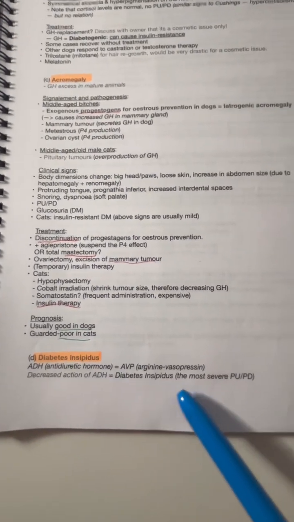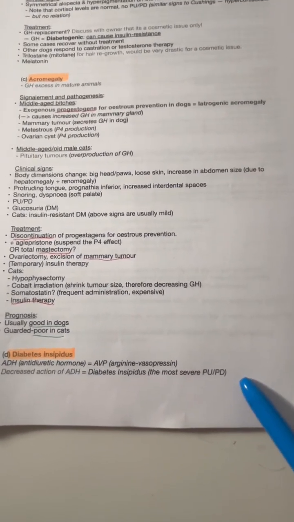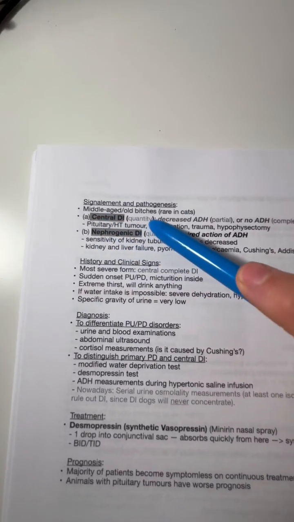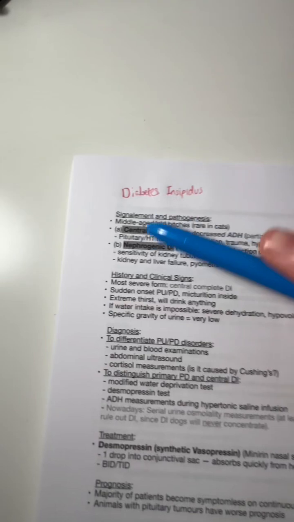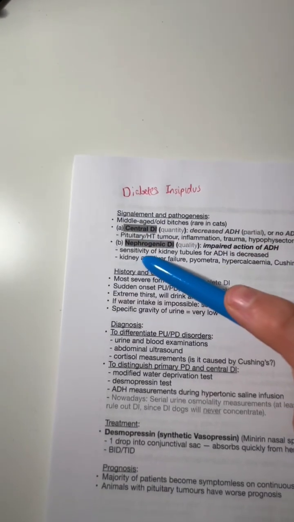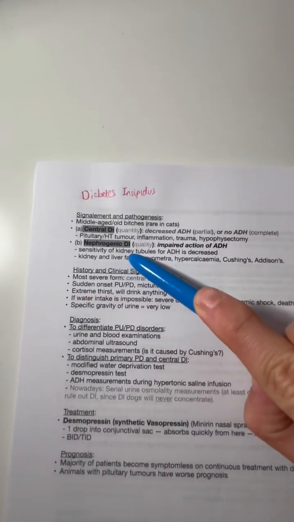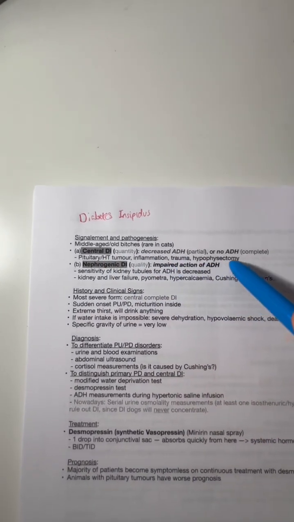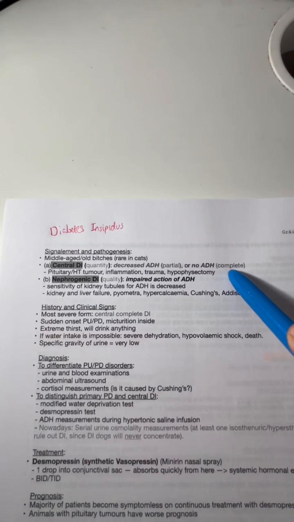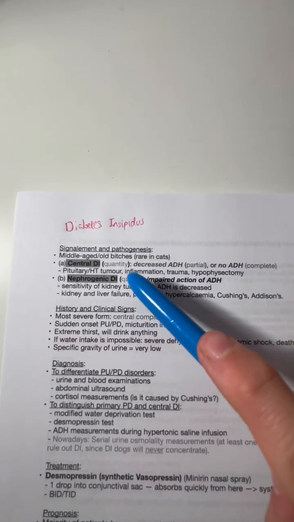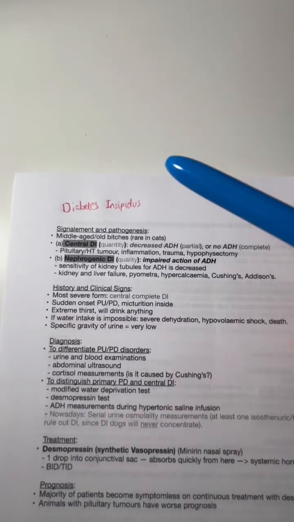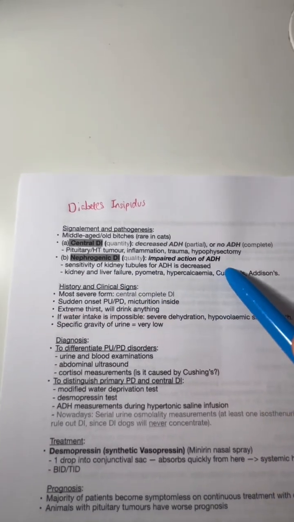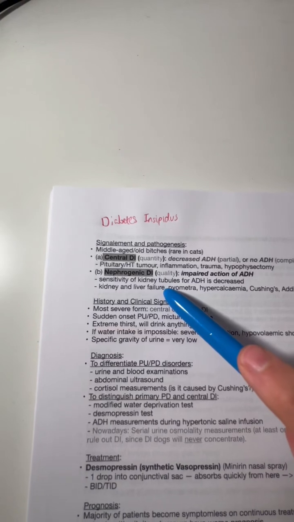This causes the most severe polyuria and polydipsia. For the signalment and pathogenesis, it occurs in middle-aged or old bitches. There can be central diabetes insipidus and nephrogenic diabetes insipidus. In central diabetes insipidus, this is decreased ADH or no ADH at all. It can be caused by trauma or tumor in the hypophysis. In nephrogenic diabetes insipidus, there is an impaired action of ADH, so the sensitivity of the kidney tubules for ADH has decreased.